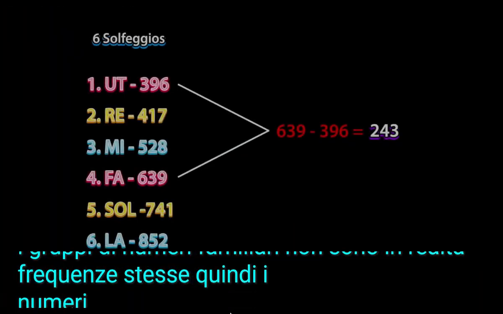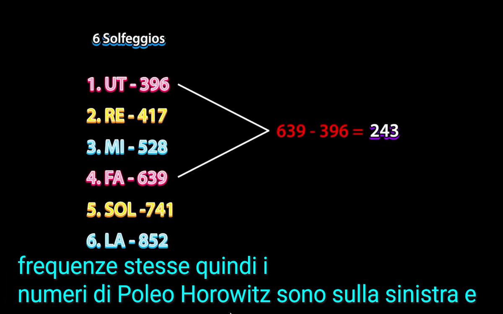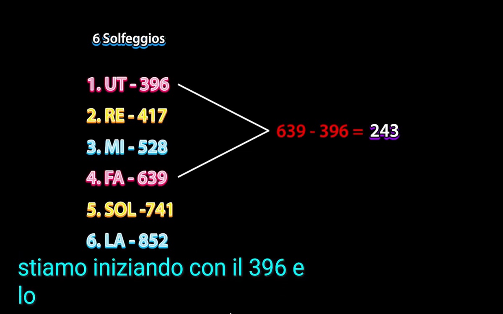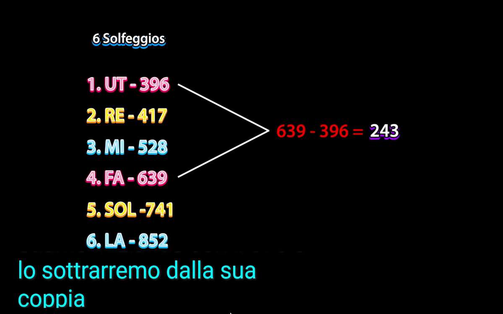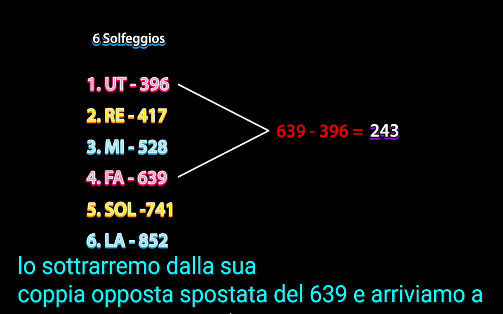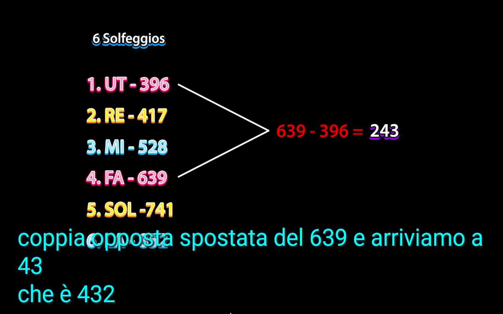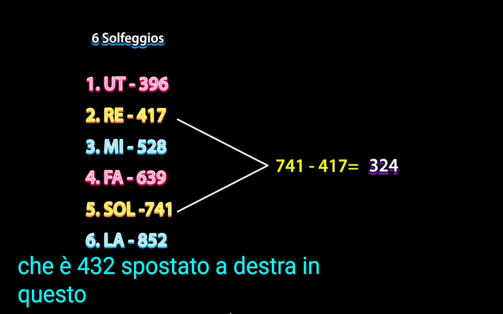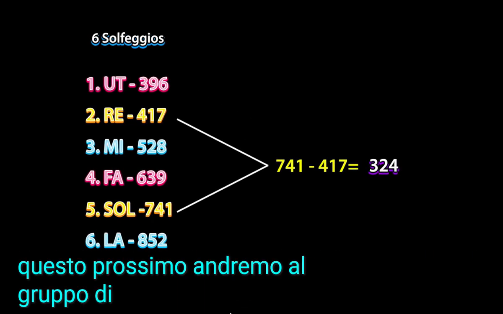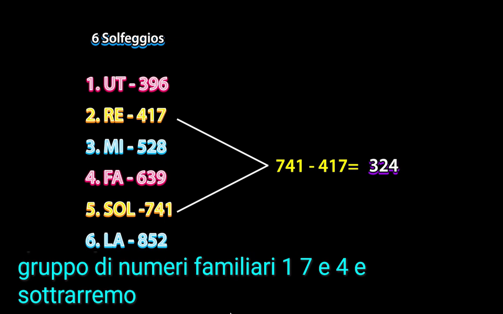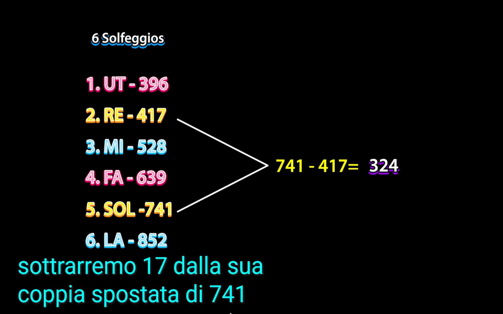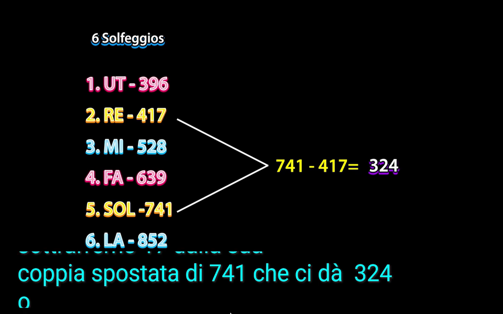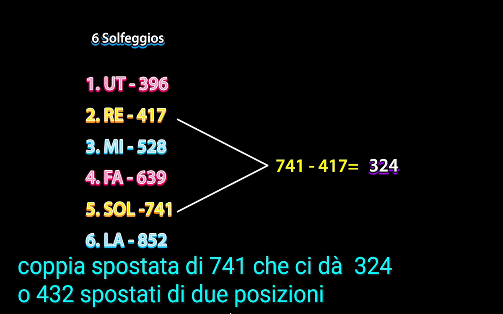So the Puleo-Horowitz numbers are on the left, and we're starting with the 396, and we're going to subtract that from its opposite shifted pair, the 639, and we get 243, which is 432 shifted to the right. In this next one, we're going to go to the 1, 7, and 4 family number group, and we're going to subtract out 417 from its shifted pair of 741, which gives us 324, or 432 shifted 2 places to the right.